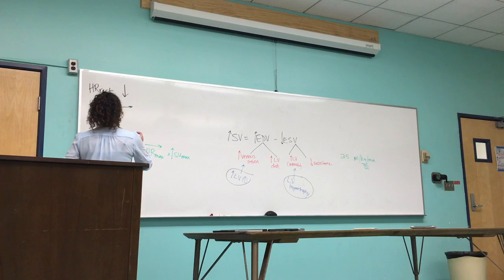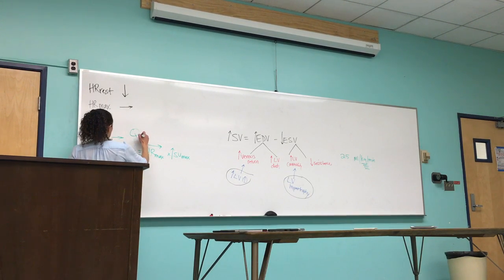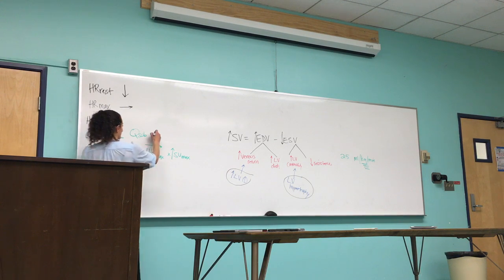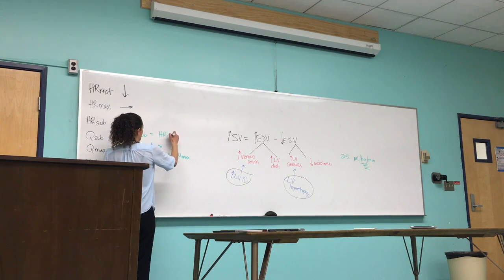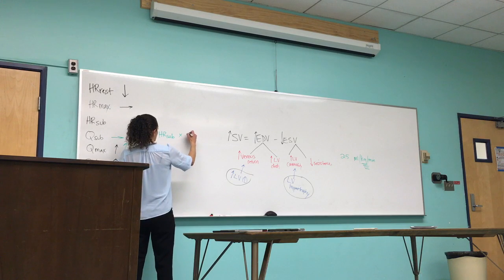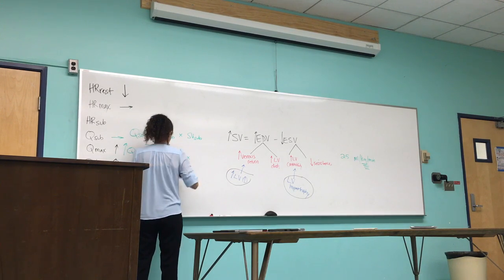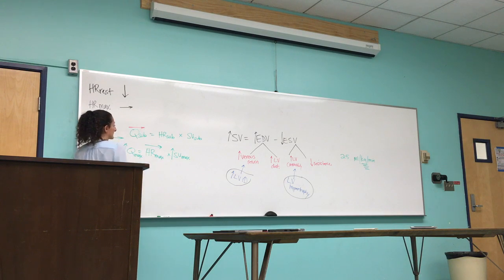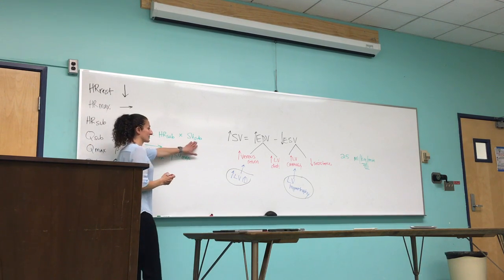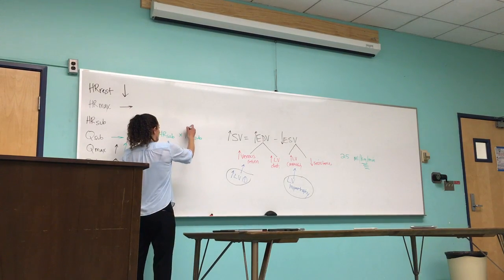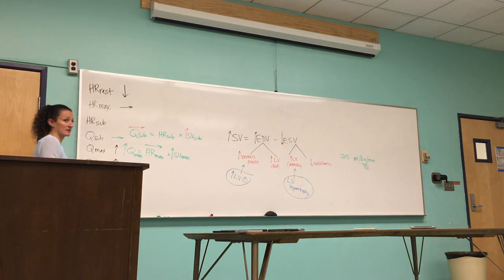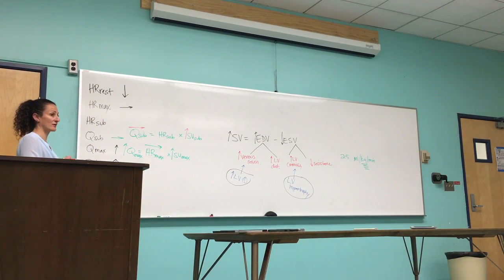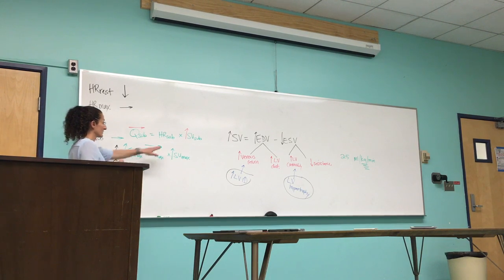Another way we could explain that, what does cardiac output submax depend on? Heart rate submax, stroke volume submax. Okay, we know cardiac output submax is going to be the same. What's happening to stroke volume submax? It's increasing because of those changes in the heart. So what can happen to heart rate?